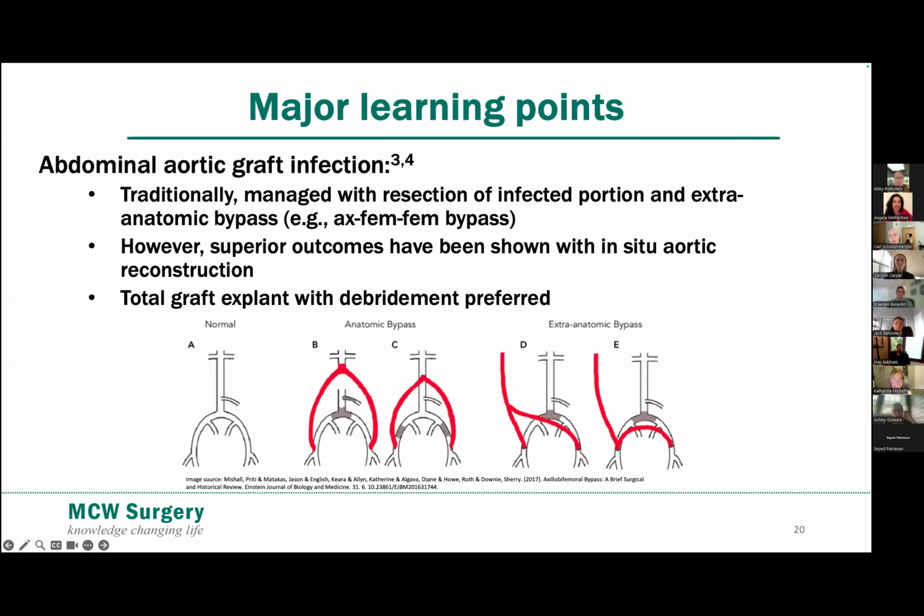And traditionally, these have been managed with resection of the infected portion and an extra anatomic bypass, which you can see in the picture here. This is an axillary artery, so you hook up the axillary artery for blood flow and then bypass to the femorals, either from a bifem or a fem to fem. However, superior outcomes have been shown with in situ aortic reconstruction, and total graft explantation with debridement is preferred for these infections. And there are 3 common types that I was able to find.